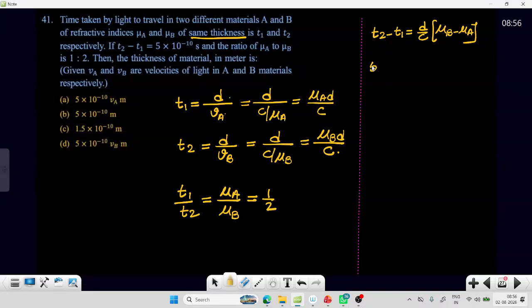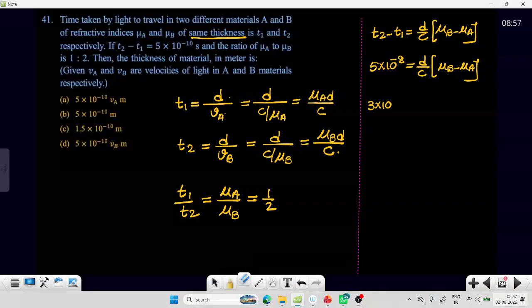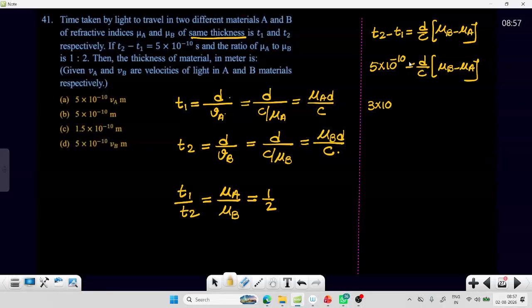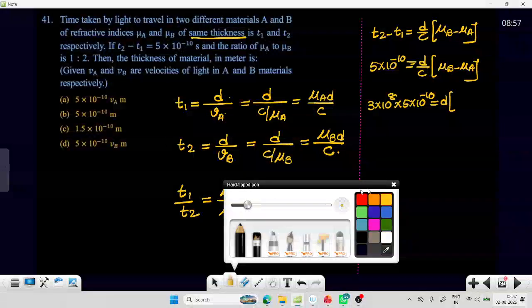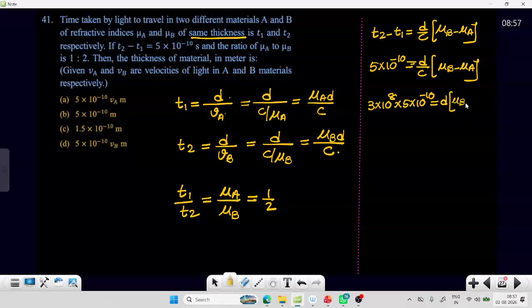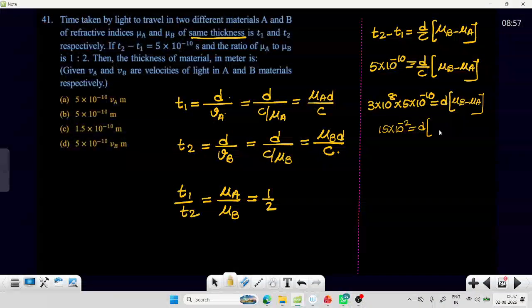And T2 minus T1 is given to us, so 5 into 10 power minus 8, which is equal to D by C into mu B minus mu A. So C value 3 into 10 power 8, take to the other side, so that means 3 into 10 power 8 into 5 into 10 power minus 10, which is equal to D into mu B minus mu A. So it will come to be 15 into 10 power minus 2, which is equal to D into mu B minus mu A.